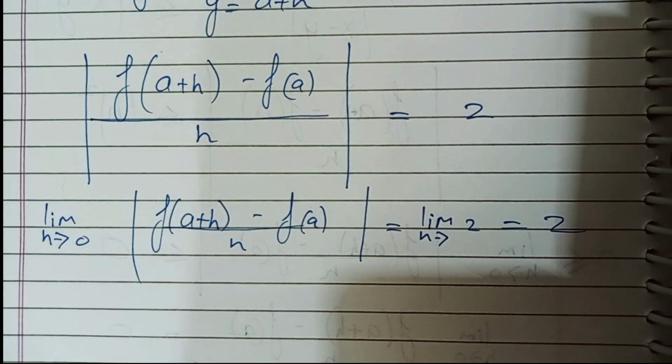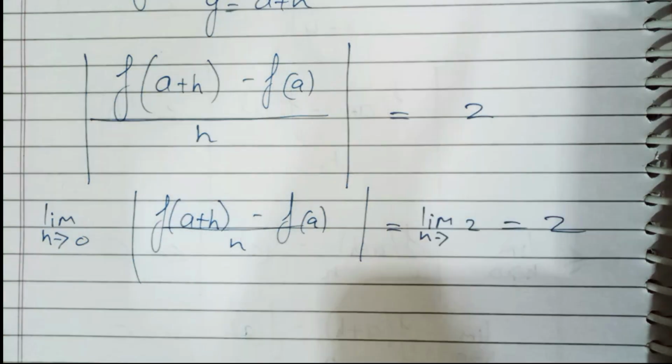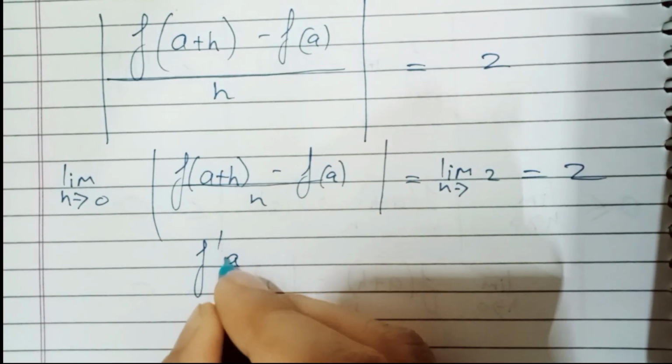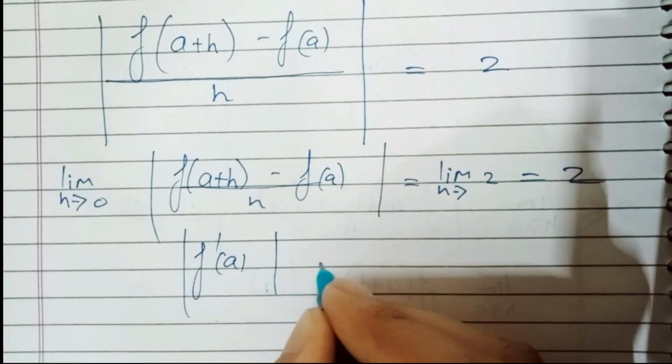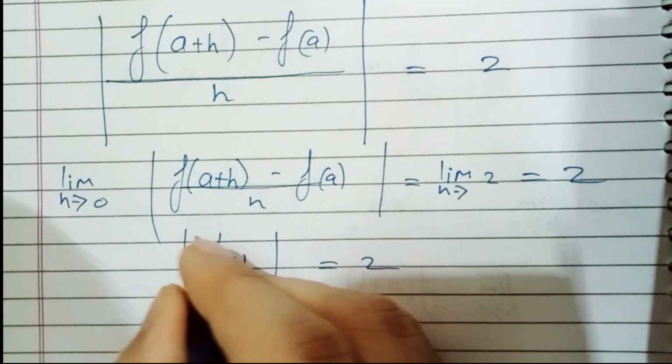The limit can either be 2 or it can also be minus 2. So there's ambiguity whether limit is 2 or minus 2. So the next step itself is wrong. From here on, I cannot say this. I cannot use this symbol. Using this symbol itself is a wrong step.